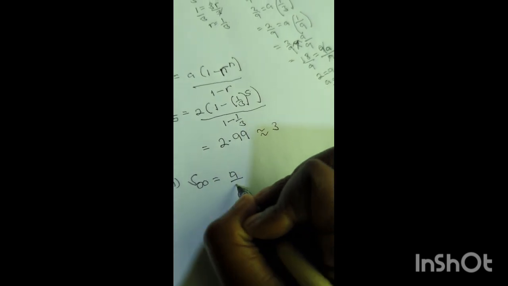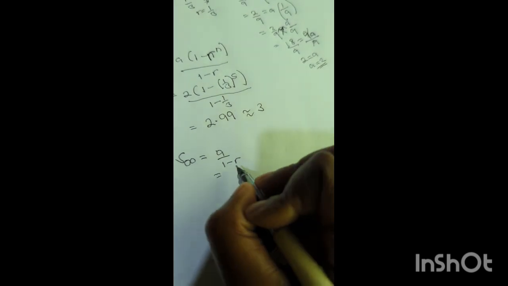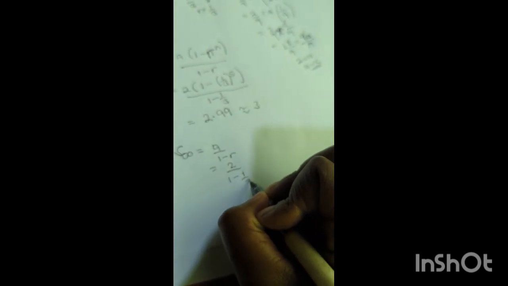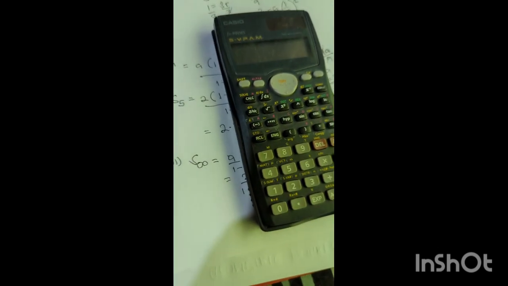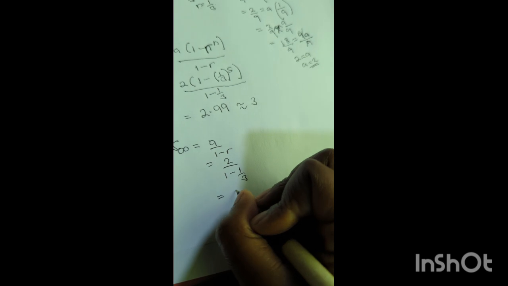So the last part, part 3, the sum to infinity is given by a over 1 minus r. What is our a? Our a is already here. We found it. It's 2. So 2 over 1 minus 1/3. Here you can even use a calculator. You're allowed. You say 1 minus 1/3, you get the answer. You divide that answer into 2, and then you get 3. That is the sum to infinity. So this is how you solve geometric progression with fractions.